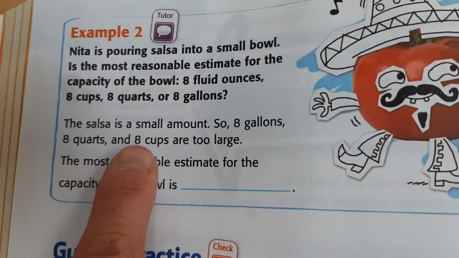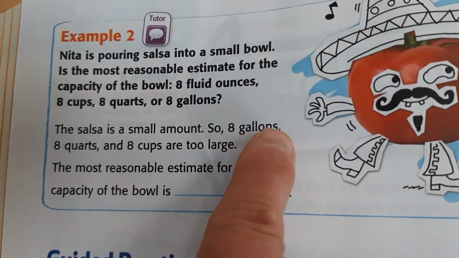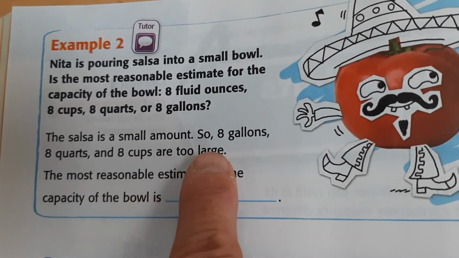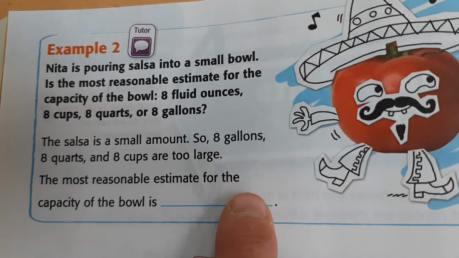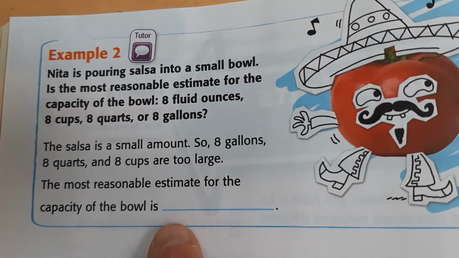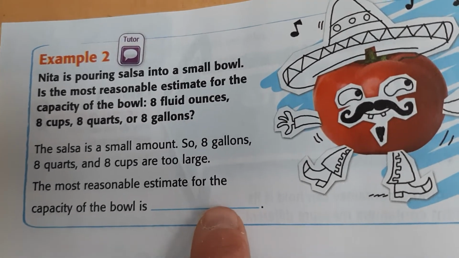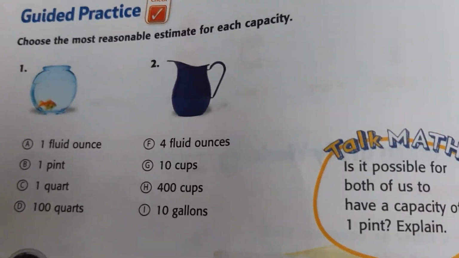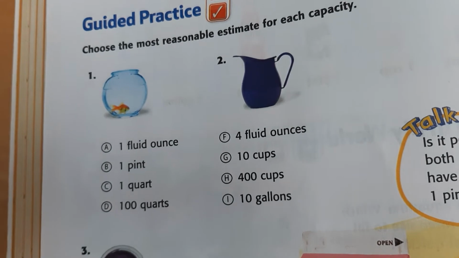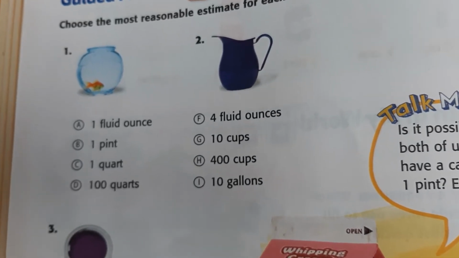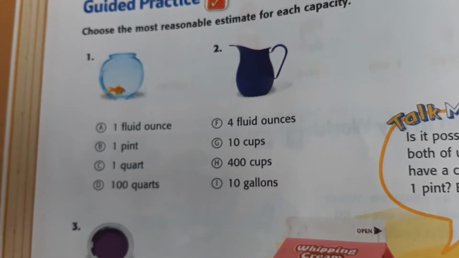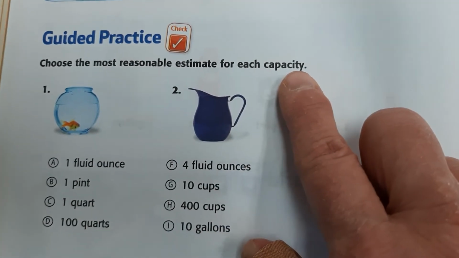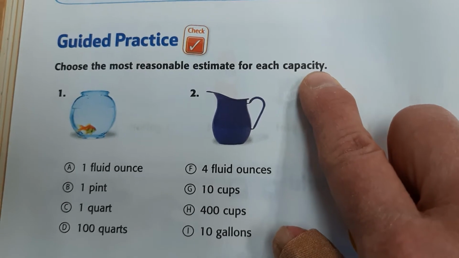The salsa is a small amount, so 8 gallons, 8 quarts, and 8 cups are too large. The most reasonable estimate for the capacity of the bowl is 8 ounces. Now let's take a look in our book on page 710. We're going to do this together, and then I'm going to let you do a couple of pages on your own. It says, choose the most reasonable estimate for each capacity.